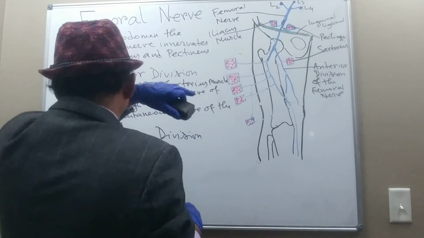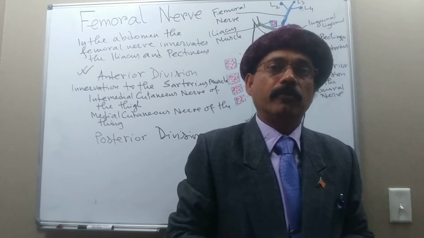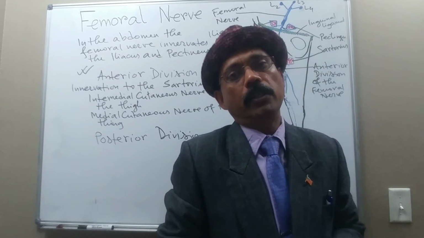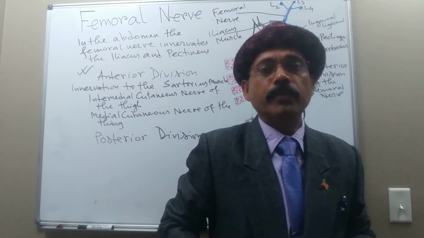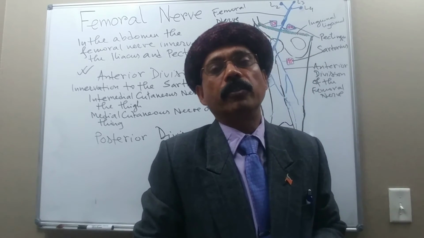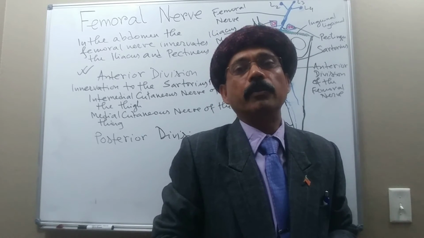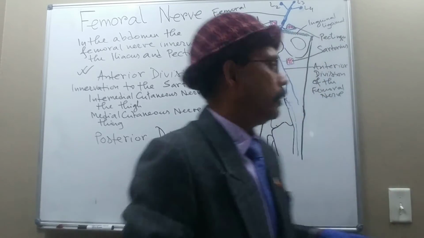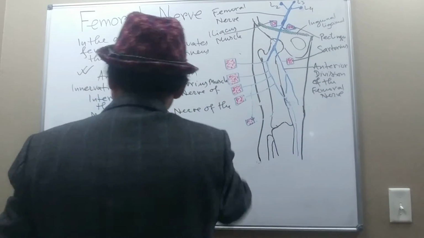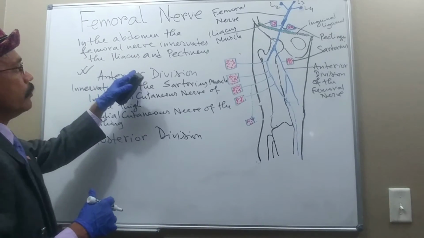Okay, we got innervation from the anterior division. Again, one muscle, sartorius, and two cutaneous branches: the intermediate cutaneous nerve of the thigh and the medial cutaneous nerve of the thigh. They are all present on the anterior aspect of the thigh. Okay, we got the anterior division branches.